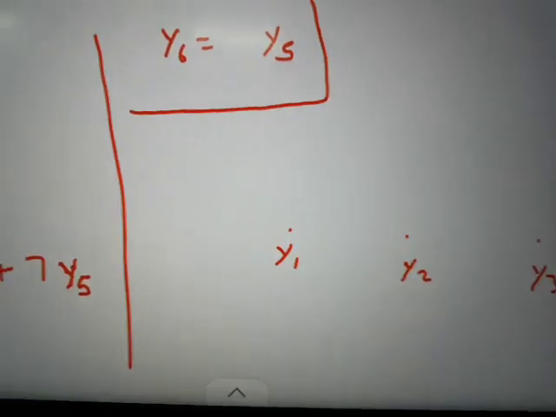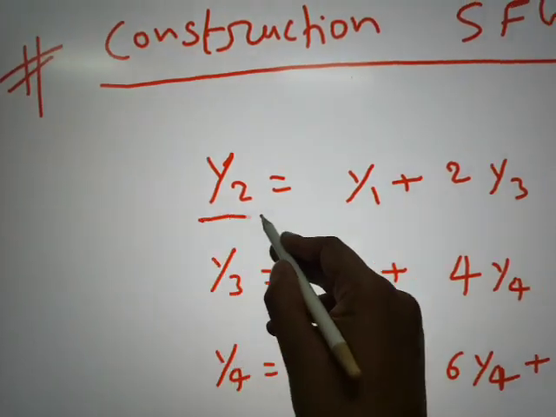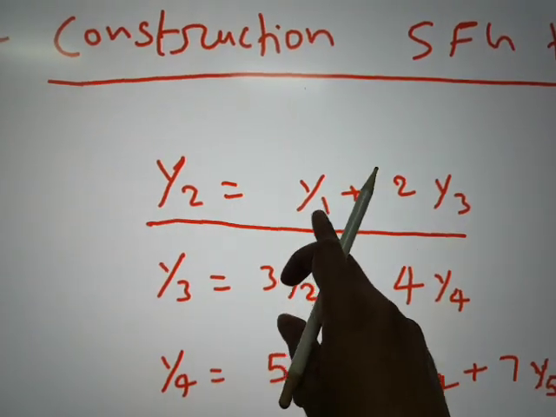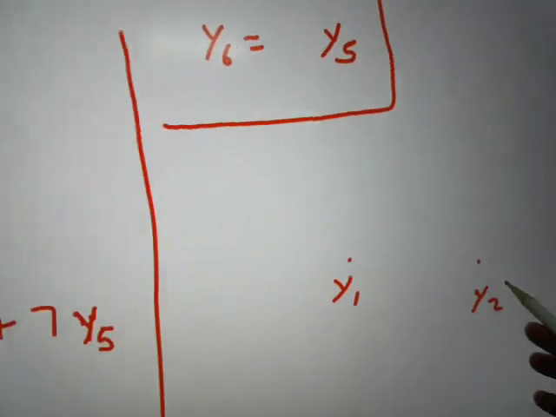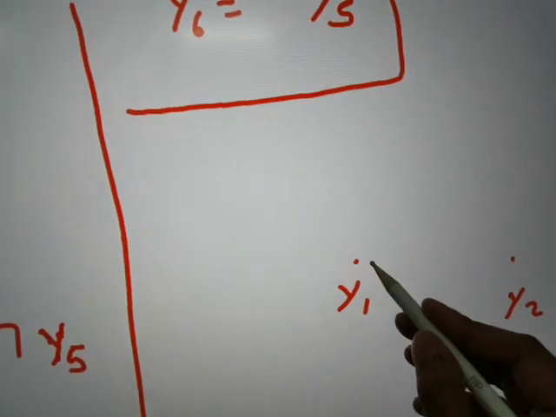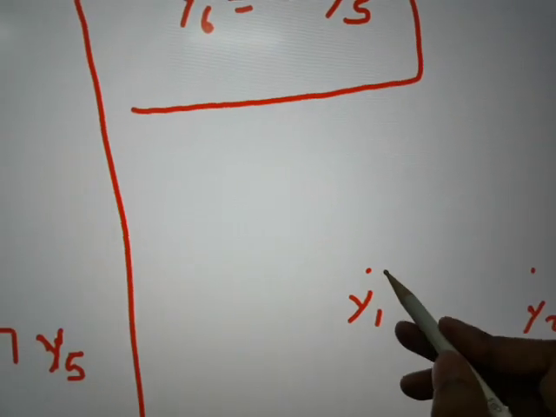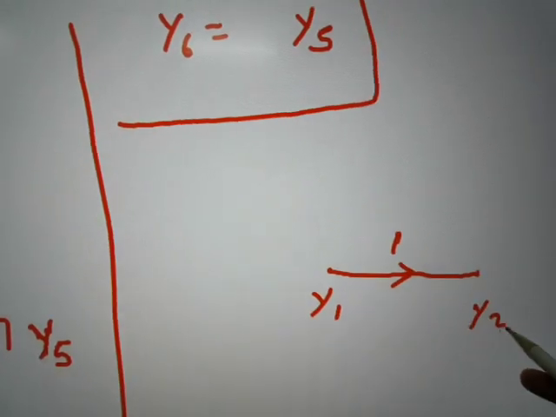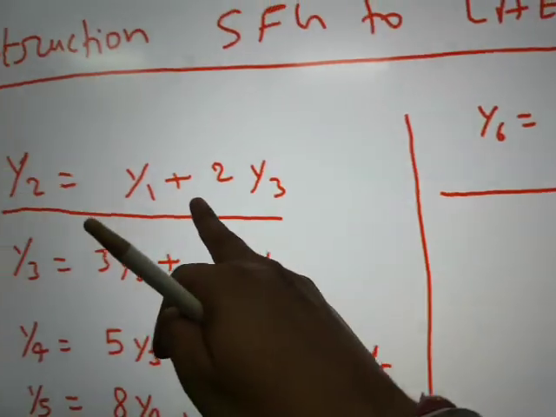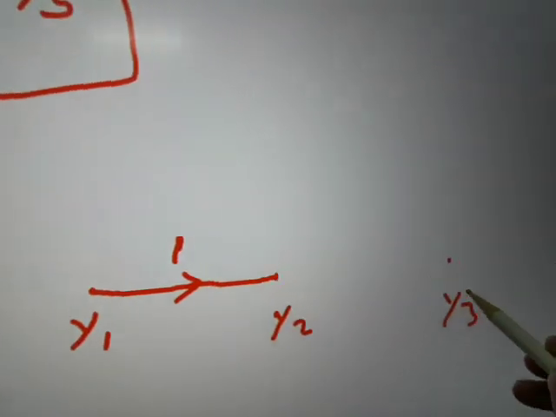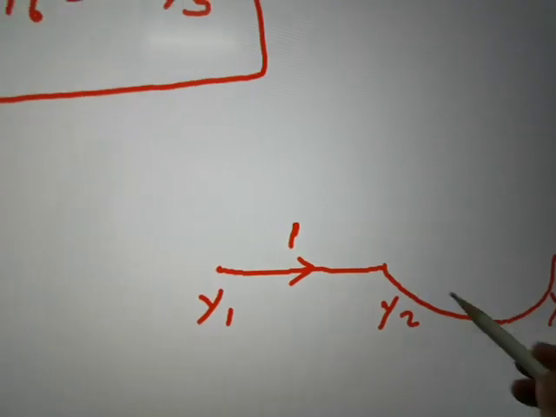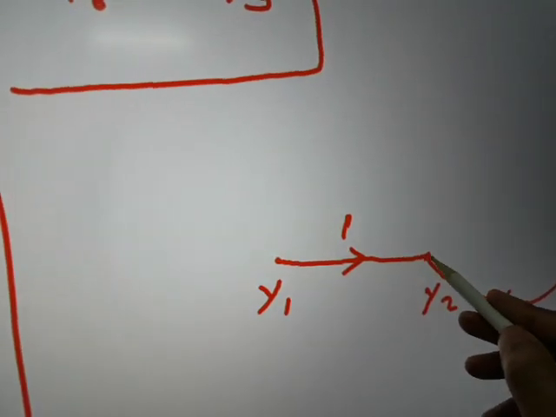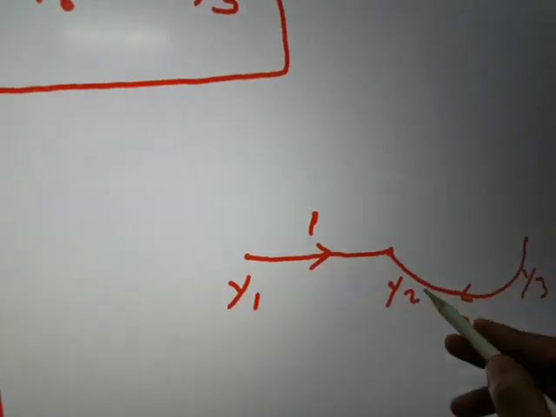Now come to the equations. y2 is y1 plus 2y3, a summation of y1 plus 2y3. So for y2 equals y1, we draw a branch from y1 to y2 whose gain will be 1. Now for 2y3, from y3 we have a branch to y2 whose gain will be 2. You see here at node y2, y1 plus 2y3.